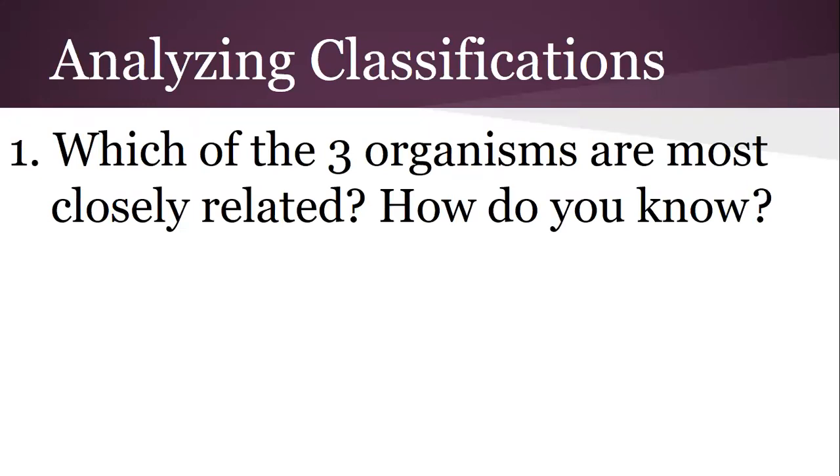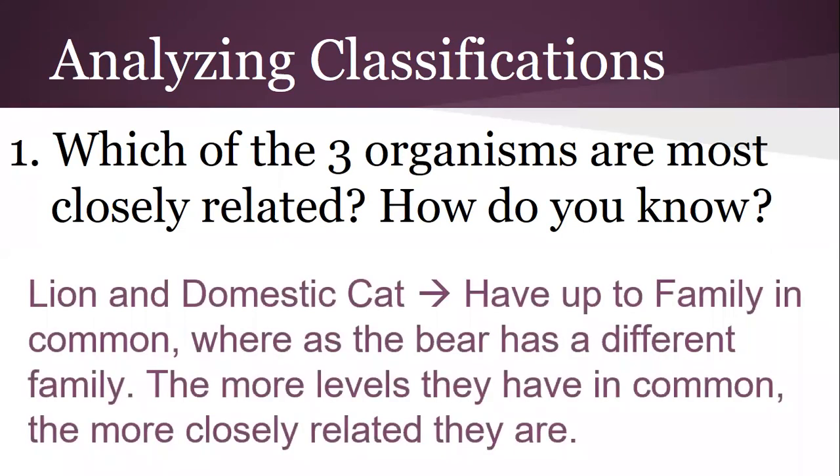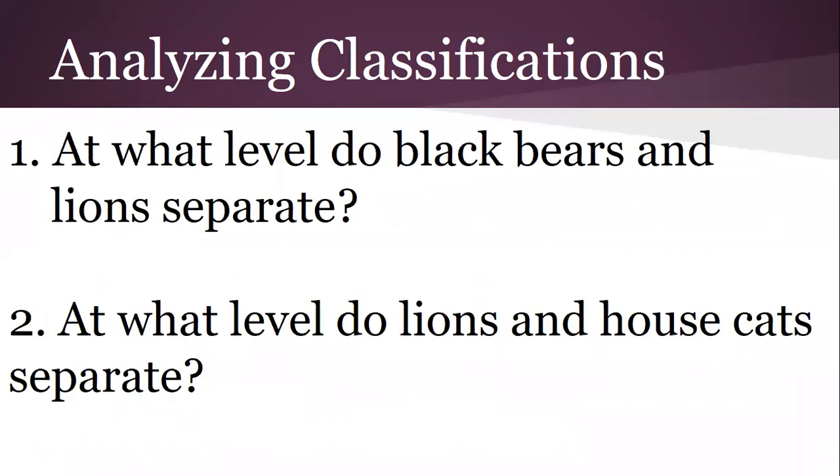Which of the three organisms are most closely related, and how do you know? Hopefully you remember that the answer to that is the lion and the domestic cat, because they have more of Linnaeus's classifications in common. At what level do the black bear and the lion separate? Hopefully you remember it's family. At what level do the lion and the house cat separate? Genus.